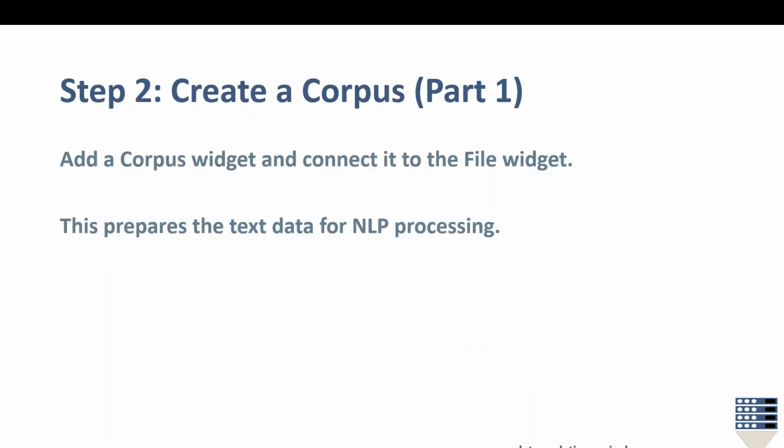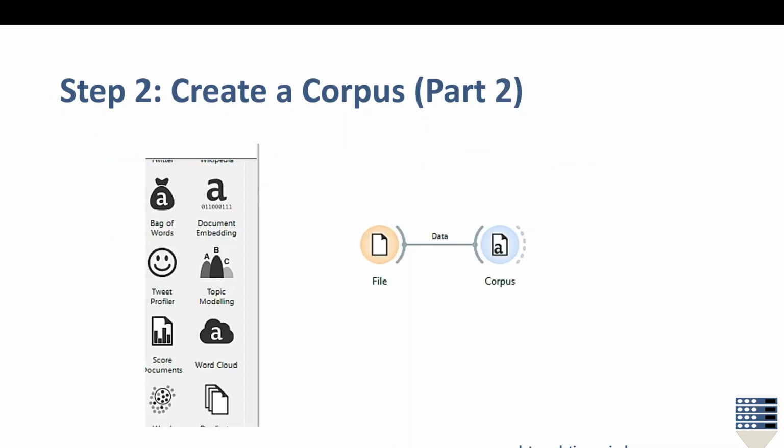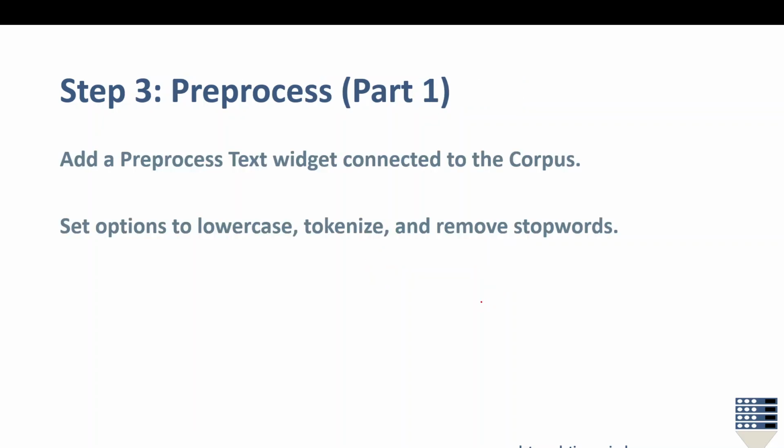And then we're going to create a corpus, because remember, whenever we do NLP stuff, we want to be working with a data object called a corpus, which effectively is your text holding data object that you use for NLP. And you can do that simply by adding a corpus widget. And then we're going to pre-process.